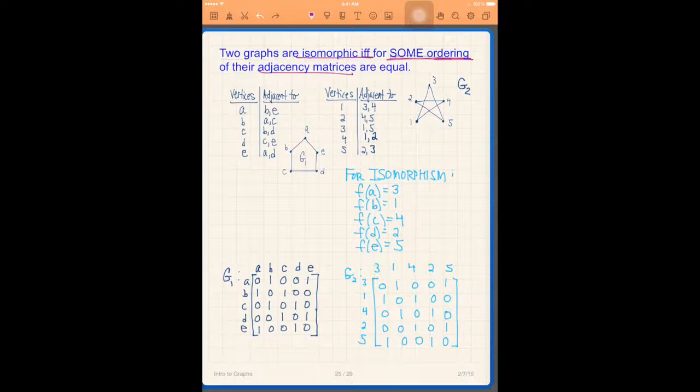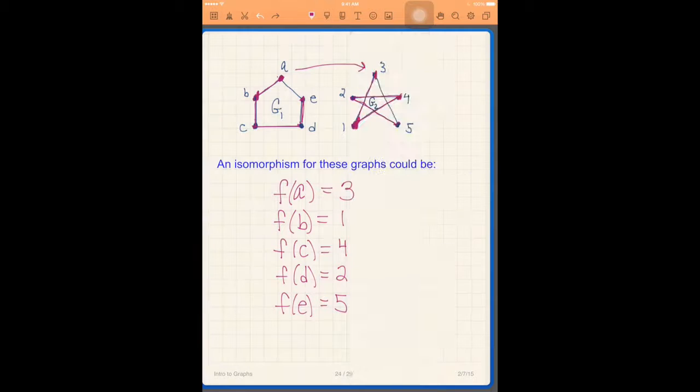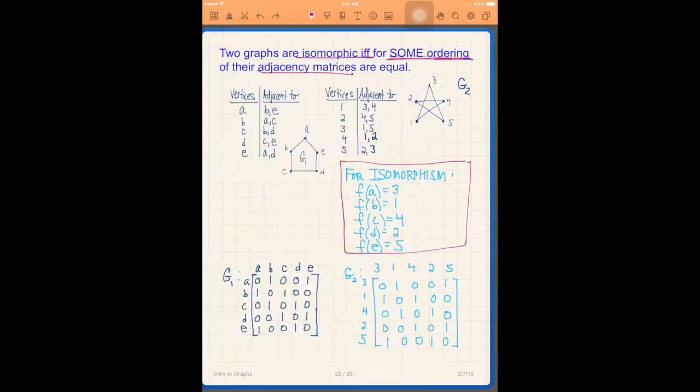Remember when we did our mapping, our isomorphism? I used this isomorphism: 3, 1, 4, 2, and 5. Let me make sure that's the one I used. I went ahead and wrote down the adjacency table for G1, and this is the adjacency table for G2. The reason I did that is because now I want to show you how to look at the adjacency matrix using your isomorphism.